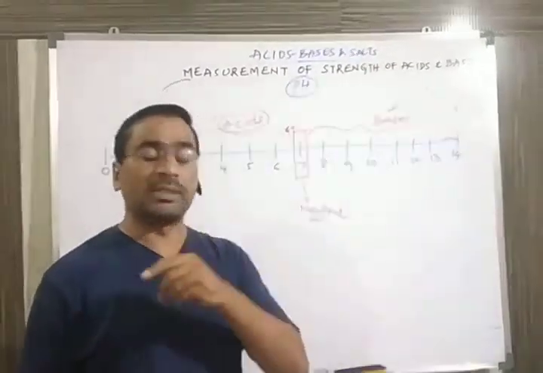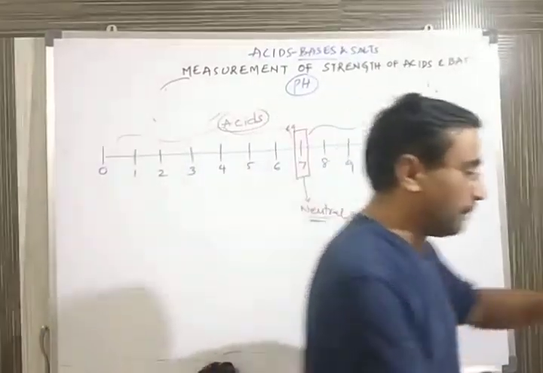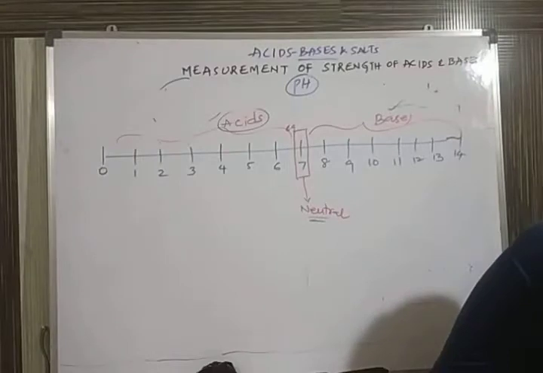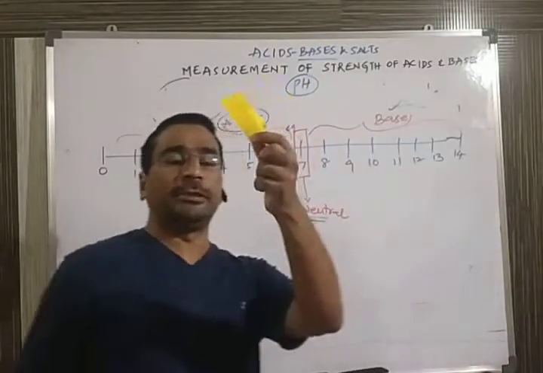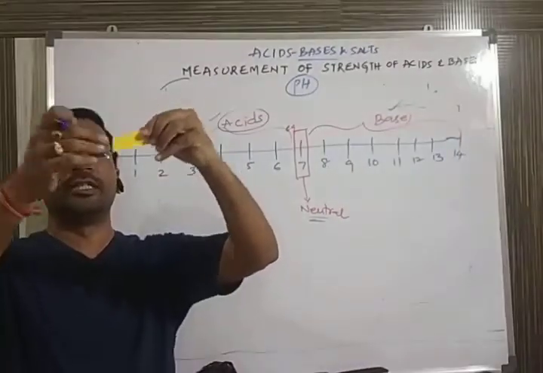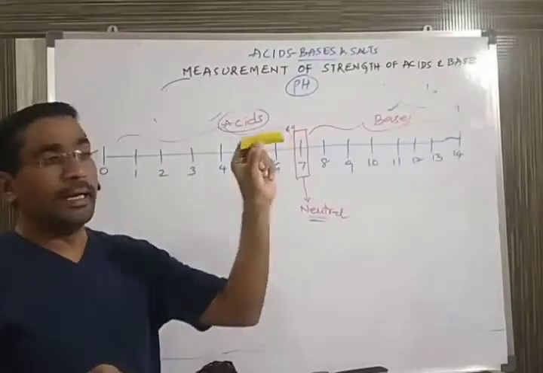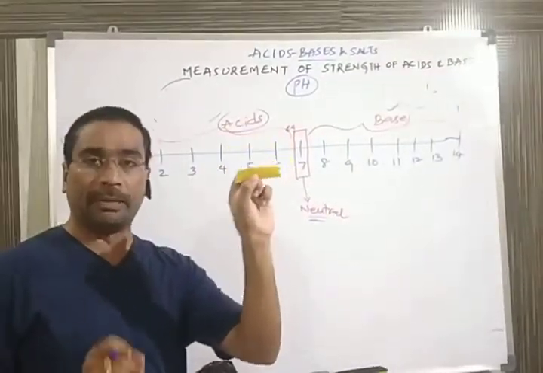We can check this pH outside in the form of a paper, pH paper. I'll show you the pH paper. This is one pH paper. It will be available to you in the form of a folded sheet like this. It is a light yellowish or cream colored paper.